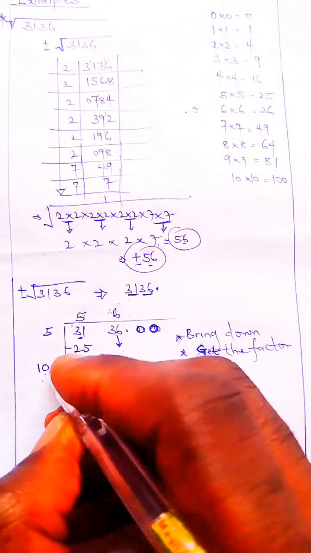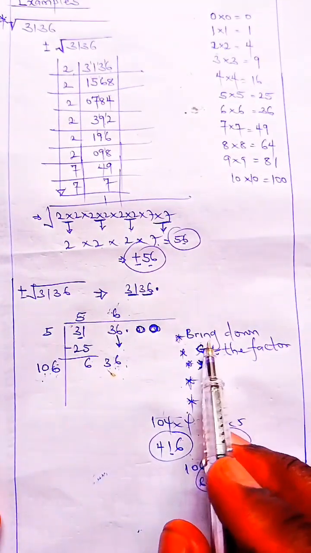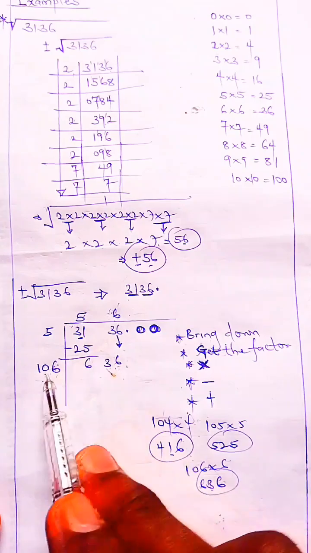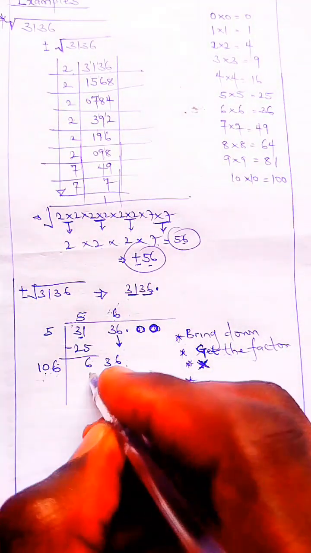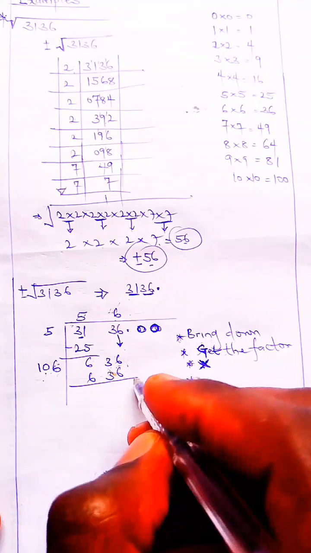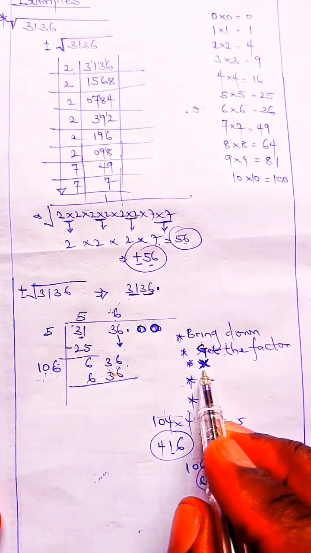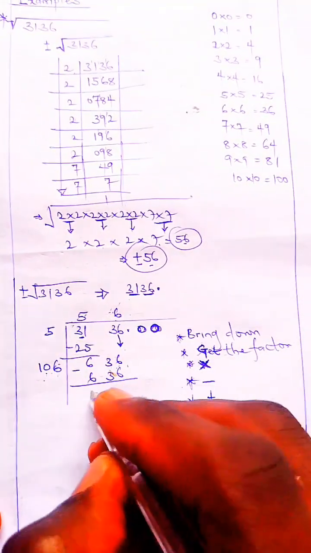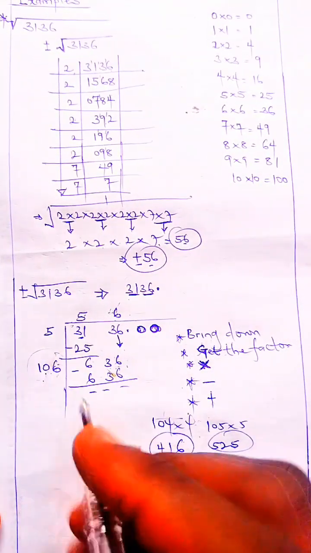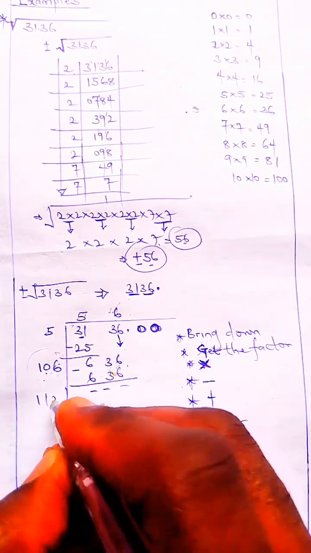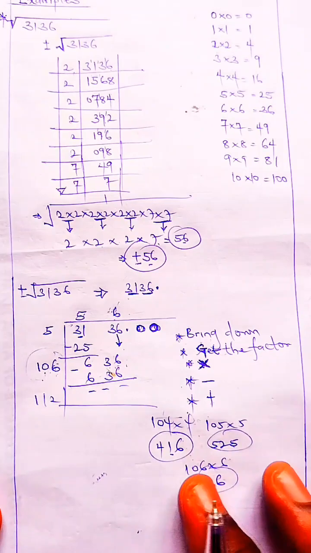So put your 6 here. Put your 6 here. Don't forget, after bringing down, you get the factors. Now we've gotten the factors. After that, we multiply. 6 times 106 is 636. After you're done multiplying, the next thing you do is to subtract. And after that, you add: 6 plus 106 is 112. So at this point, you're going to stop here. We've gotten what we want.